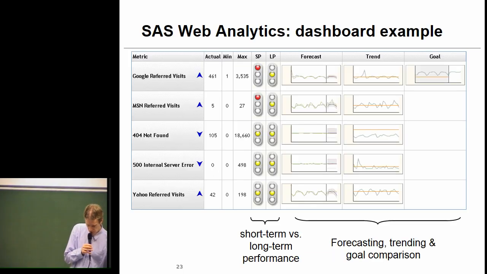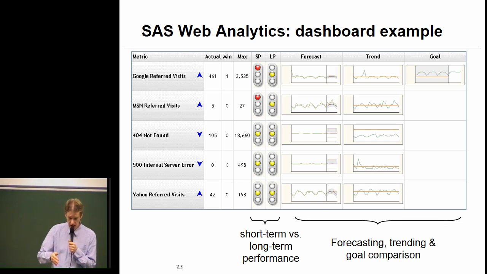Here you can see an example of a dashboard implemented in SAS Web Analytics. You can see you have a set of KPIs like Google referred visits, MSN referred visits, 404, that means file was not found, 500, that means internal server error, and Yahoo referred visits. You can see the actual column, which specifies the value on the reporting date, the minimum during a particular reporting period, the maximum during a particular reporting period. You have a short-term and a long-term projection, which is being indicated by a traffic light here.